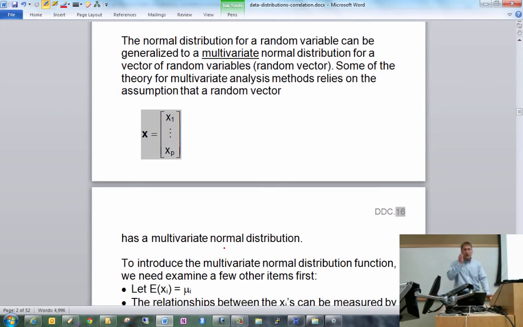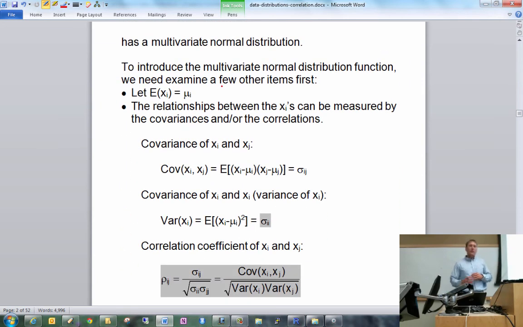Now let's talk about what's called the multivariate normal distribution. So now, instead of looking at just one variable at a time, we want to look at different variables at a time and still have this normal distribution. So we're going to be looking at a vector. We're going to call it x. And notice how I correctly index it here with x1 through xp. So this is a column vector. And let's say that it has a multivariate normal distribution. Now before I can present the actual equation for the multivariate normal distribution, we need to make sure that you understand a few other items first.